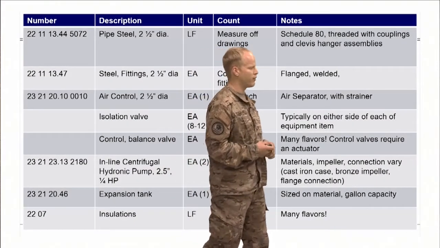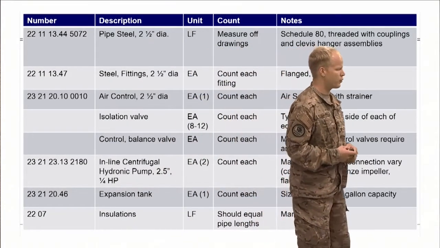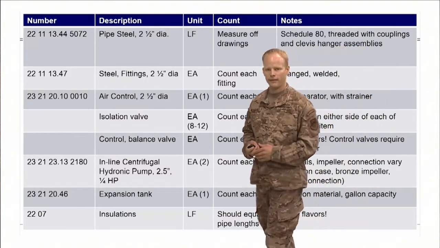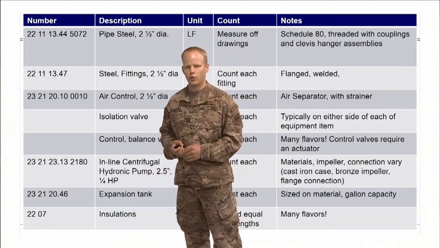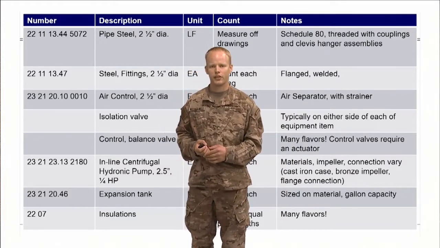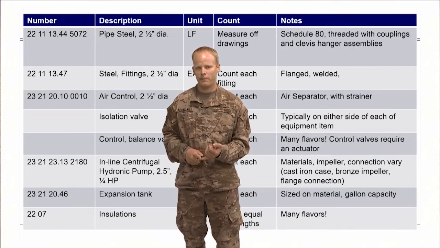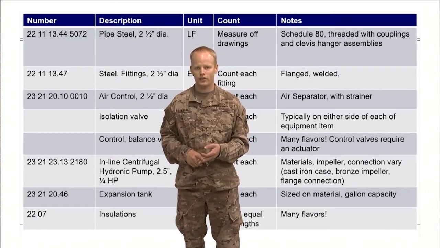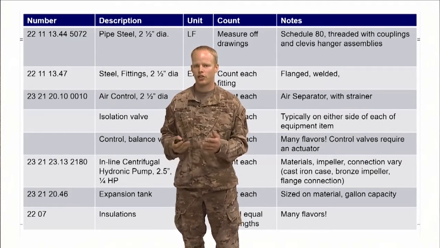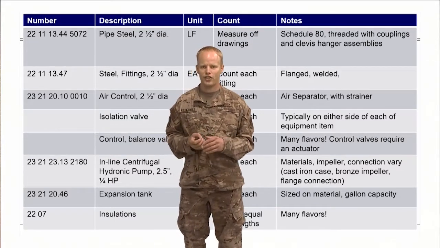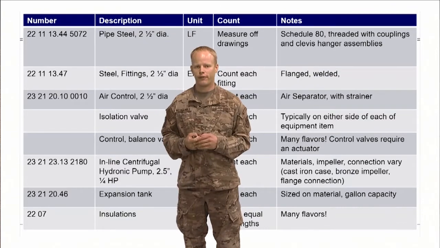Last few things, we have the pumps, 2.5 inches with a 1/4 horsepower. You're going to count each of those again, and each of these will be determined based off of the type of the materials, also the materials of the impeller, and what kind of connection. So the example I have on here is this could be a cast iron case with a bronze impeller and a flange connection, and there'll be a line item for that.